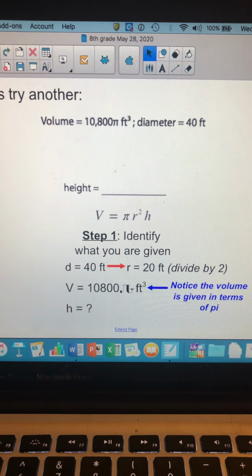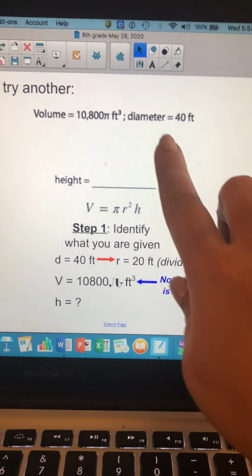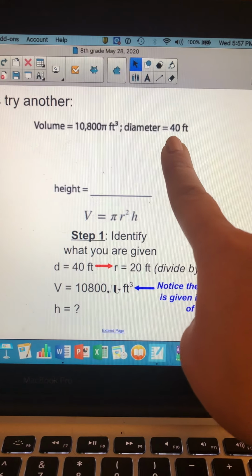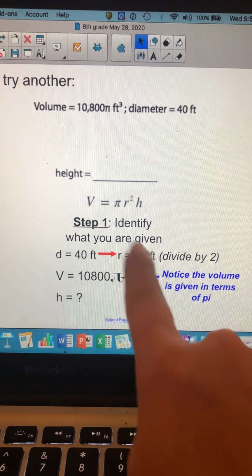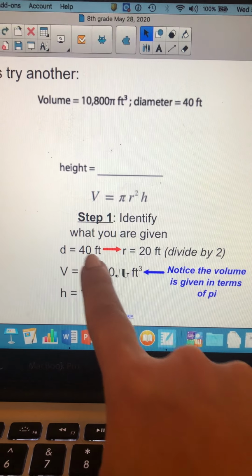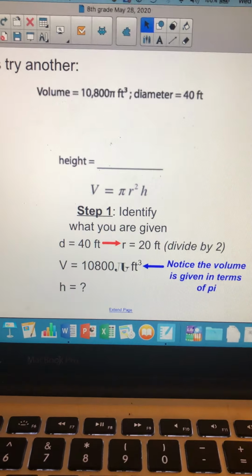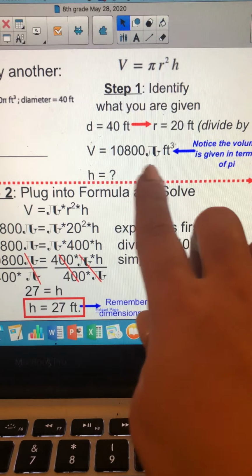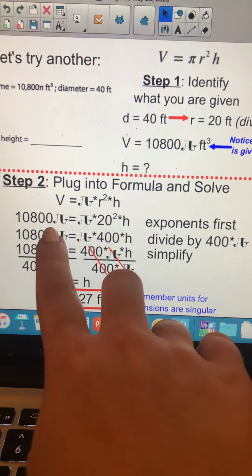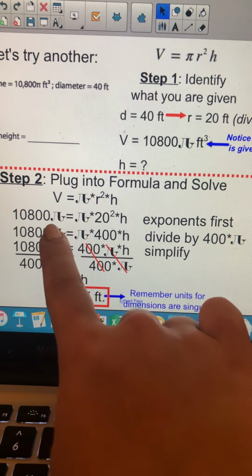There is another example here. Again, be mindful. In this example, they give you a diameter. So if you notice, I say, make sure you divide by 2 because in our formula, we need a radius. So we take that 40 divided by 2, our radius is 20, okay? Again, our volume was in terms of pi. So when we write it, we're going to include that for our volume.